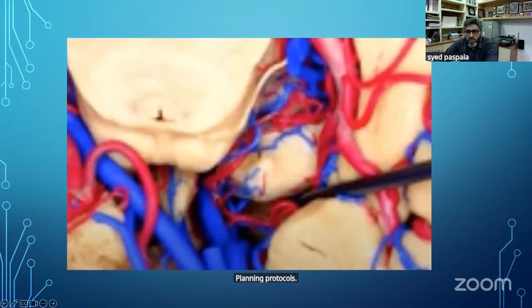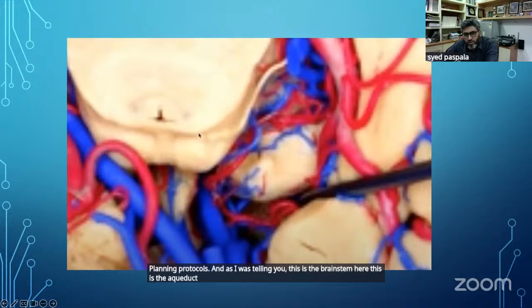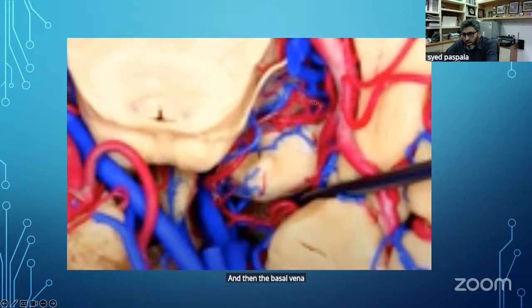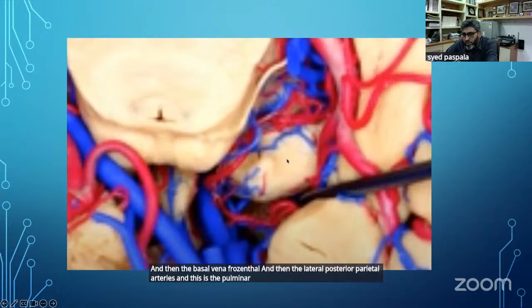And as I was telling you, this is the brainstem here, this is the aqueduct, and these are the colliculi here, superior and inferior colliculi. This is the cisterna ambiens here. And when you look at the structures, the most important structures in the cisterna ambiens are the fourth nerve, and then the basal vein of Rosenthal, and then the lateral posterior choroidal arteries, and this is the pulvinar of the thalamus, which will be projecting into the cisterna ambiens here.